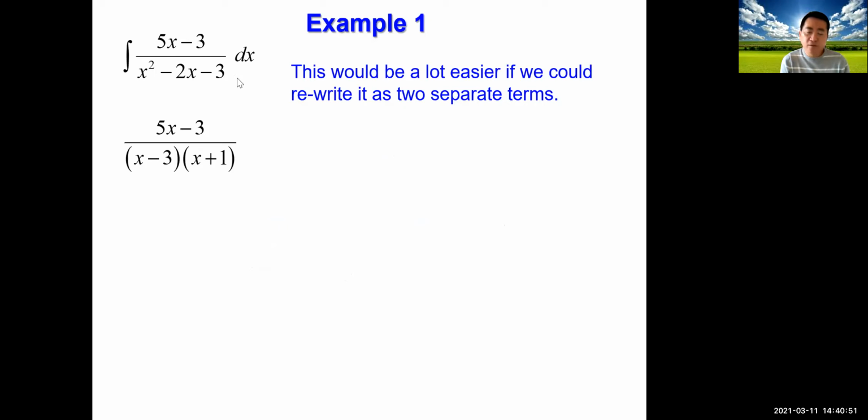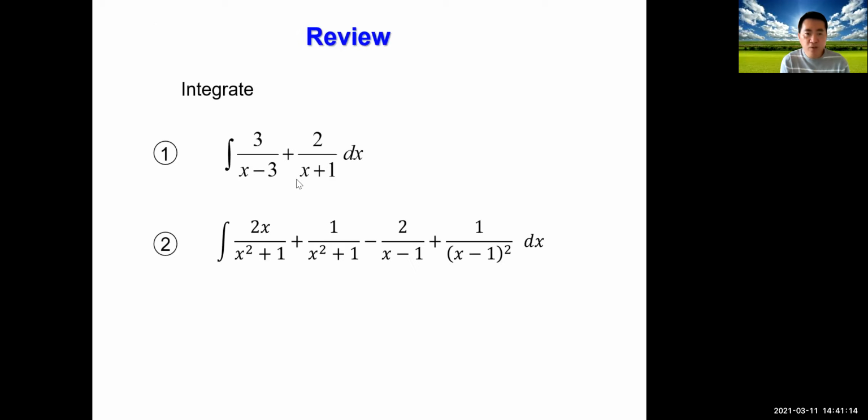Now, if you're trying to follow the form u prime over u, look at the denominator here. What's the derivative of x squared minus 2x minus 3? It's 2x minus 2, and I have 5x minus 3. So it is not a match, okay? So we cannot use the form.